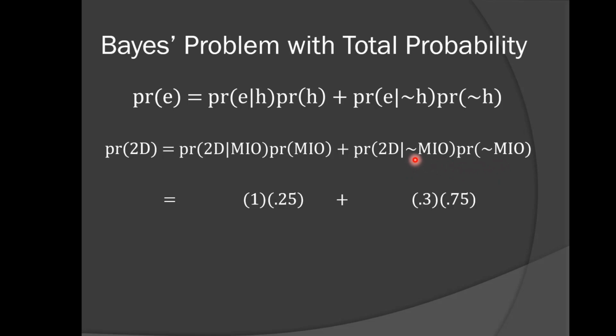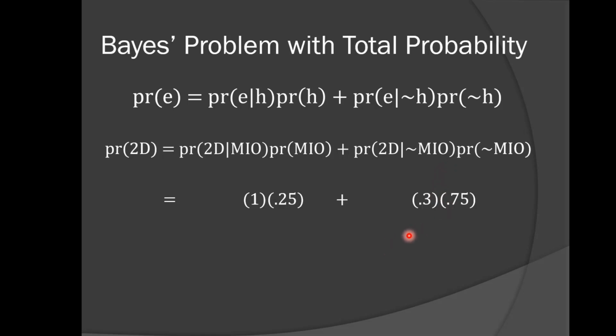The tilde means not. Well, if a car is not made in Ohio, then it was made in Kentucky. If a Karma 7000 series is not made in Ohio, then it's made in Kentucky. And so we know that term is 75%. Since 25% of the cars are made in Ohio, 75% of them are not made in Ohio. We also know that 30% of the cars made in Kentucky are two-doors. So the probability that a car is two-door, given that it was not made in Ohio, is 30%.